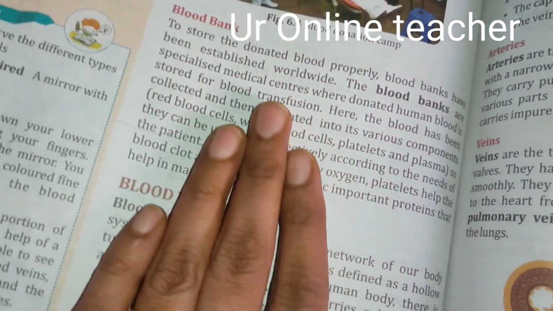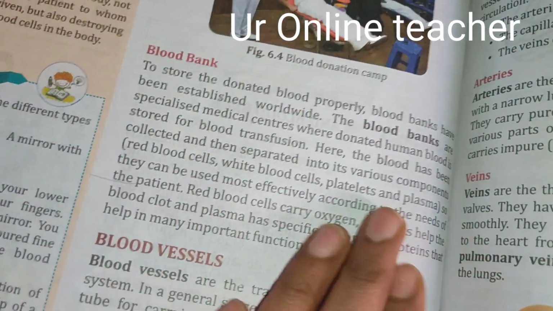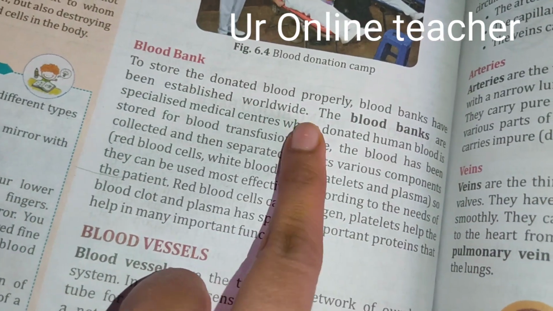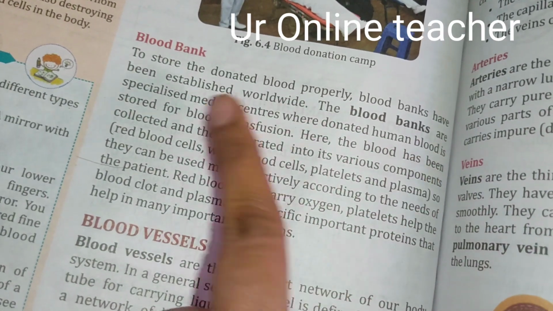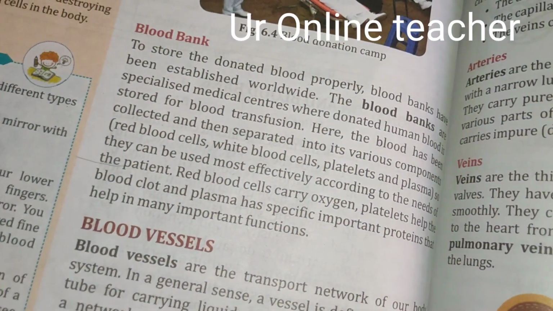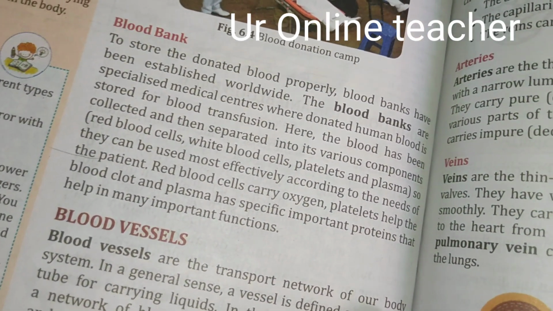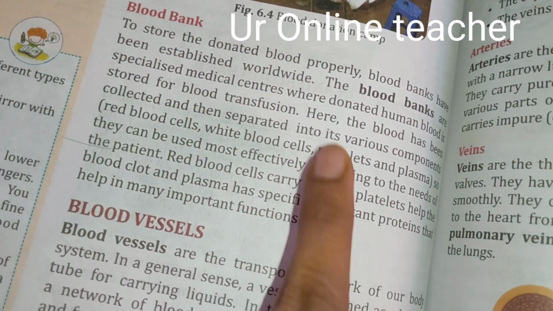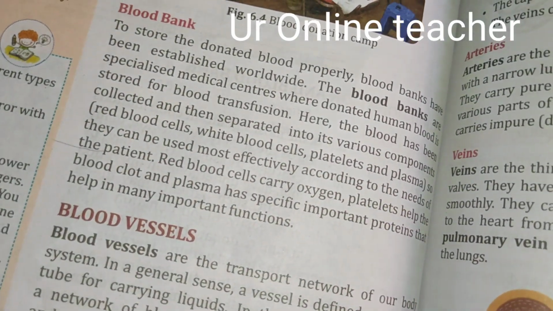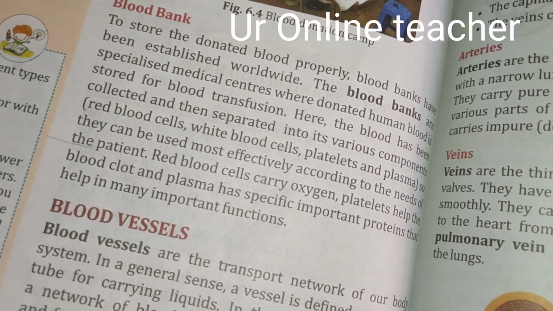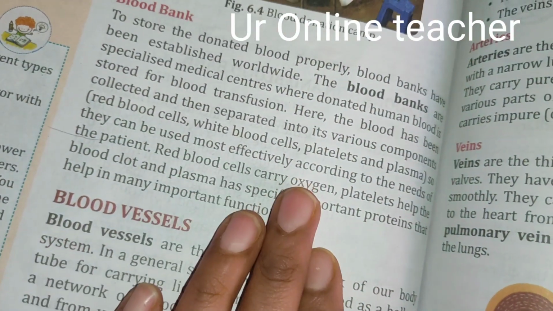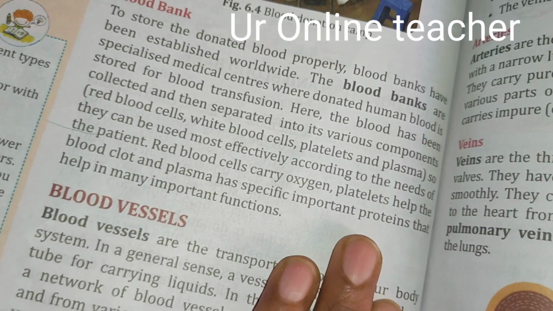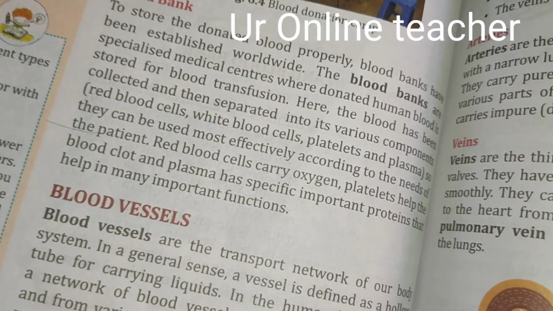Then what is a blood bank? Whatever donated blood there is, it should be stored properly. So blood banks have been established worldwide to store this. These blood banks are specialized medical centers where donated human blood is stored for blood transfusion. Here the blood is collected and separated into red blood cells, white blood cells, platelets and plasma, and used according to the need of the patient. Red blood cells carry oxygen, we know that, and platelets help in blood clotting, and plasma has specific important proteins that help in important functions.